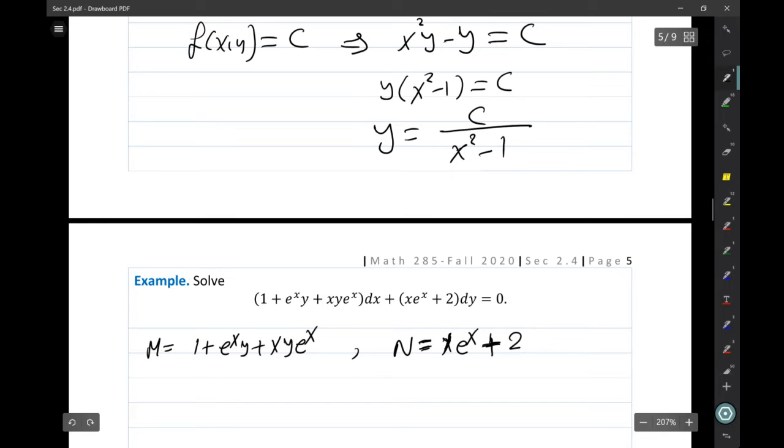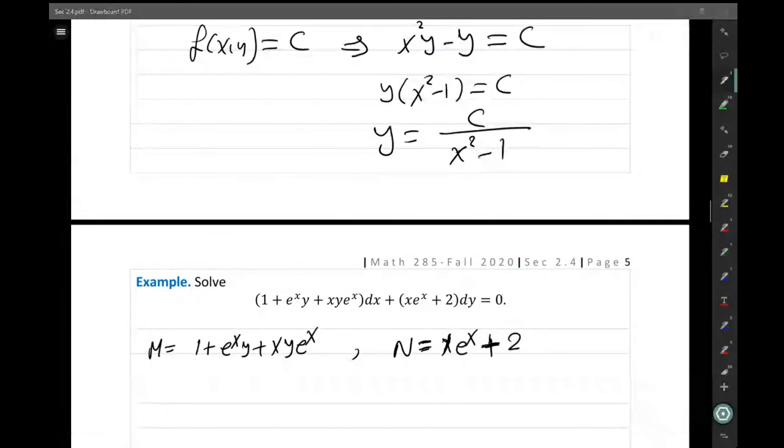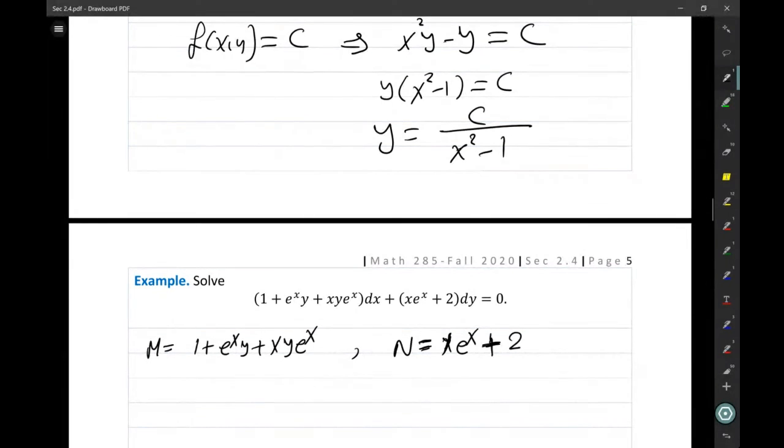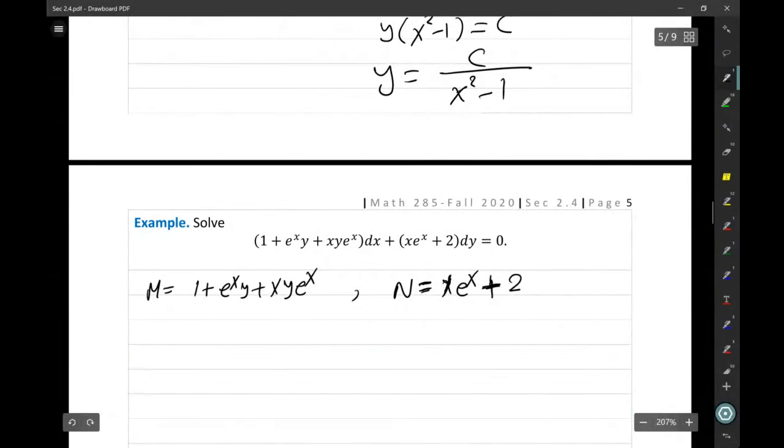Let's see. Who can check whether this one is exact or not exact? Shihab al-Din. Is Shihab al-Din with me or not? Okay, can you check this one, is it exact or not? Now, what's the value of dM by dy partially?